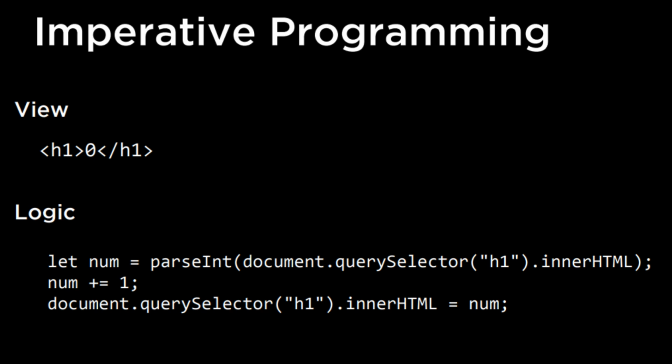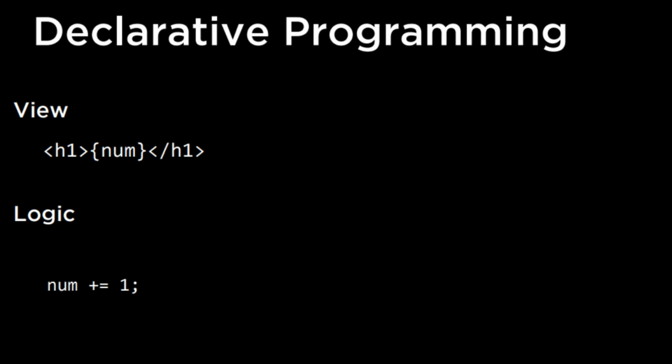But it is very complex, and it looks very weird in the syntax. So that's why we use declarative programming. In declarative programming, you simply do it like you do in a programming language. First you use, for example, h1, and then you use curly braces for the num variable, and then you can assign the logic plus 1.